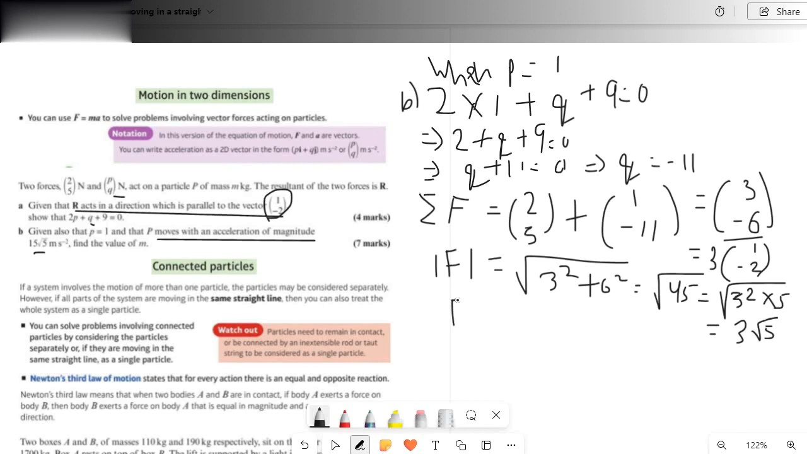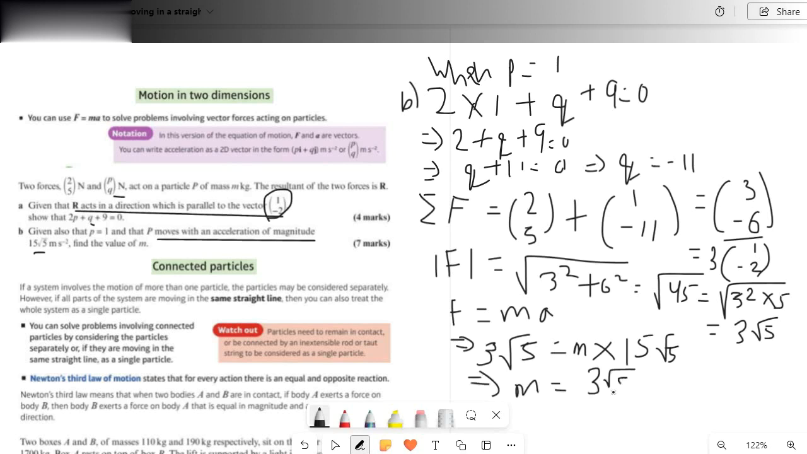So now using the equation F equals ma, we know that the magnitude of F, which is 3 root 5, is equal to mass into acceleration, which is 15 root 5. So therefore m is equal to 3 root 5 divided by 15 root 5, and the root 5 and root 5 cancel each other out, and 3 divided by 15 is 1 by 5 or 0.2, and this is our answer.